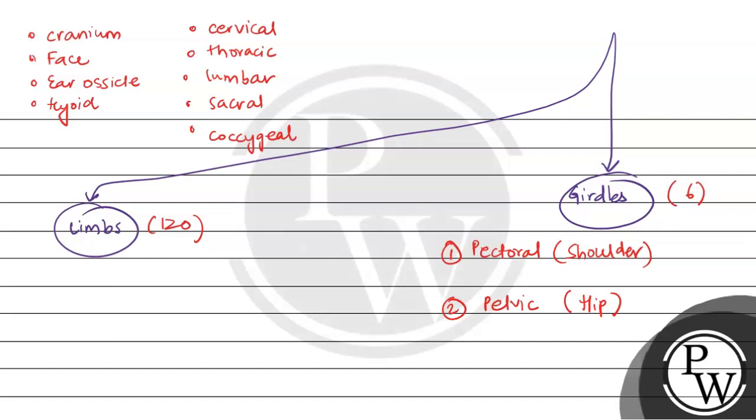The shoulder girdle is further divided into clavicle and scapula. So limbs are further divided into forelimbs and hind limbs.